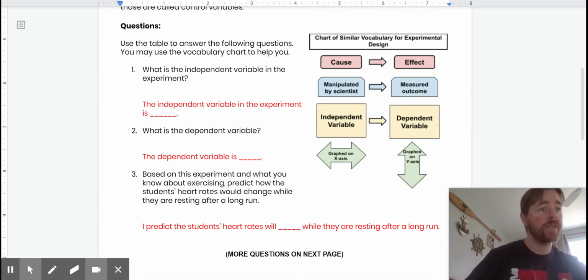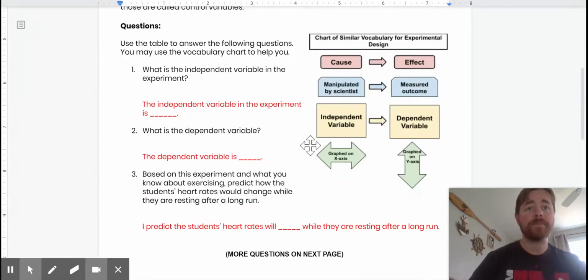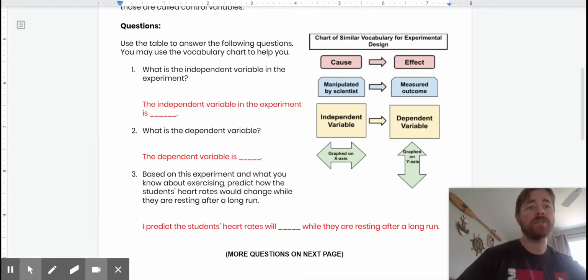So as they change that thing in number 1, your independent variable, what is that affecting? Right? If this is the cause, what is it affecting? Right? What's being measured in our experiment? Okay. Question 3, based on this experiment and what you know about exercising, predict how the student's heart rate would change while they're resting after a long run. Okay, so at the end of this experiment, student 1 finishes the running part and they rest. What is your prediction? What do you think will happen to their heart rate after they run and they just rest? Right? While they're resting, what's going to happen? Make a prediction. We don't have the information, so you have to predict.